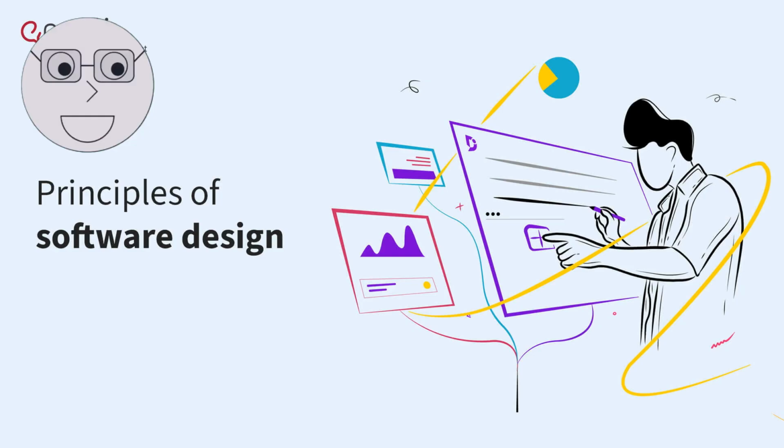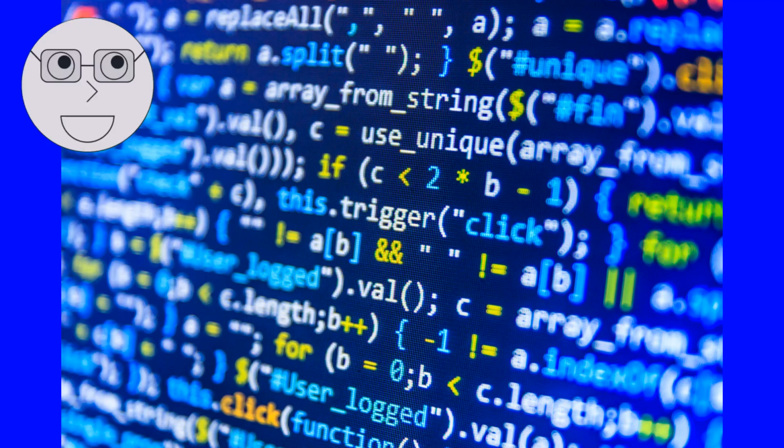2. Design. Once the requirements have been gathered, the software engineer will begin designing the software. This involves creating a detailed plan for how the software will be developed, including the architecture, data structures, and algorithms that will be used.